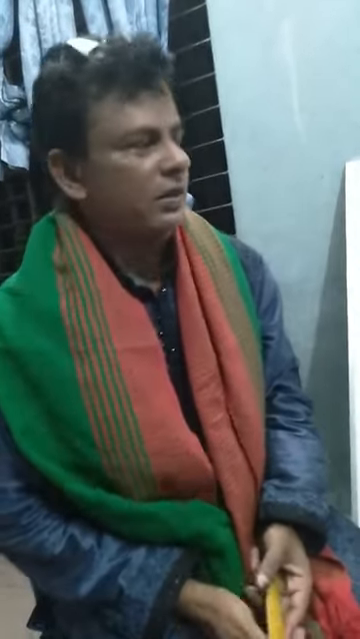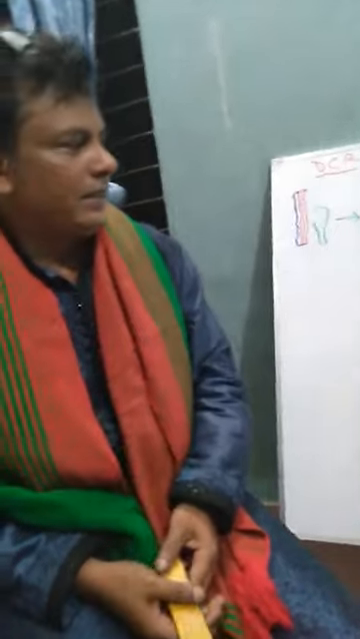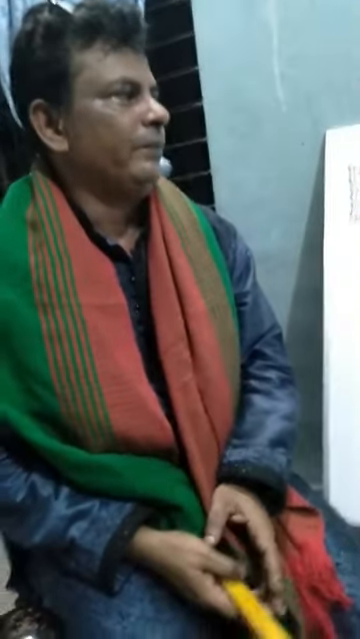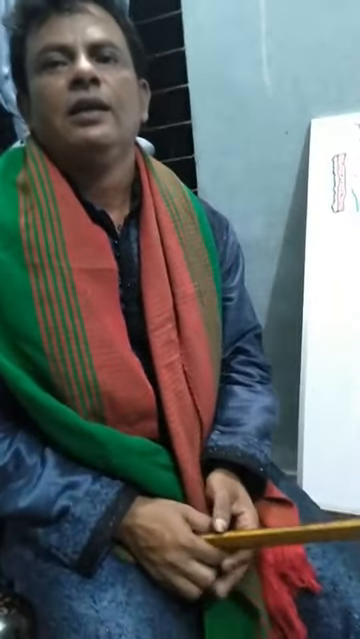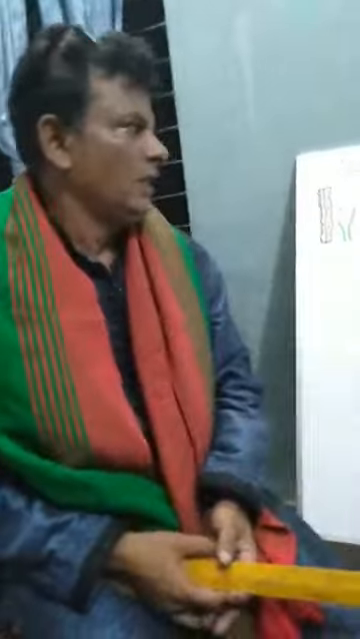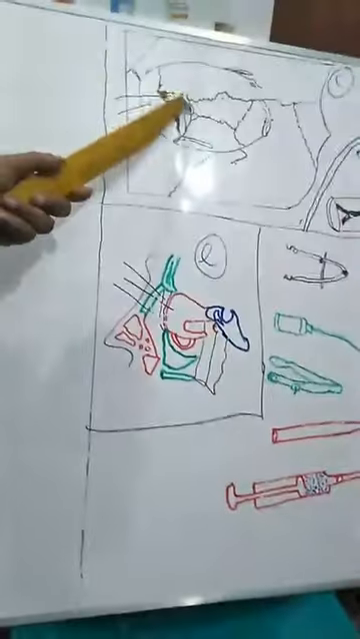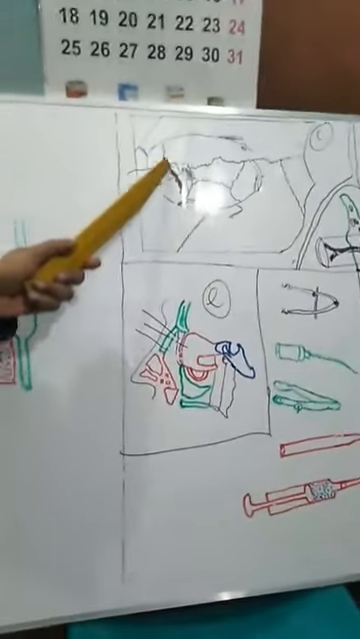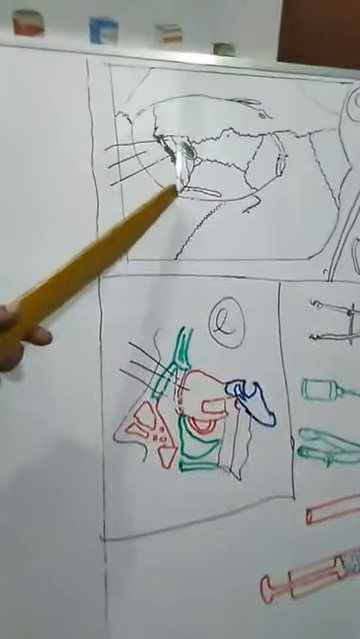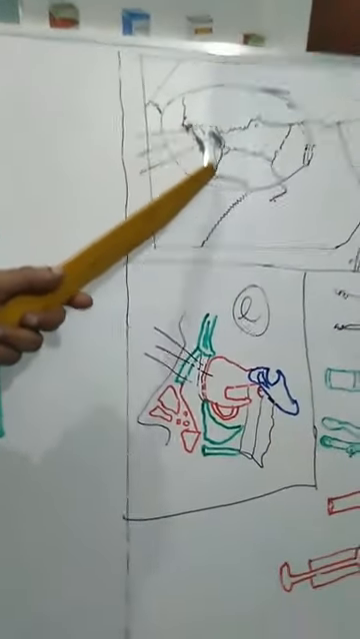And what are the structures passing through the optic canal? Very easy: the optic nerve and the ophthalmic vessels, the ophthalmic artery and the ophthalmic vein. This is the optic canal. This is the superior orbital fissure. This is the inferior orbital fissure.